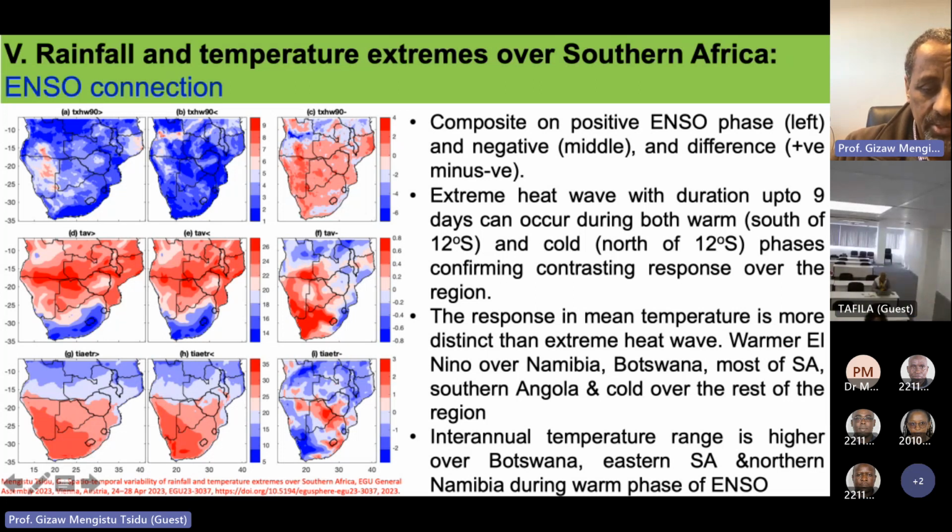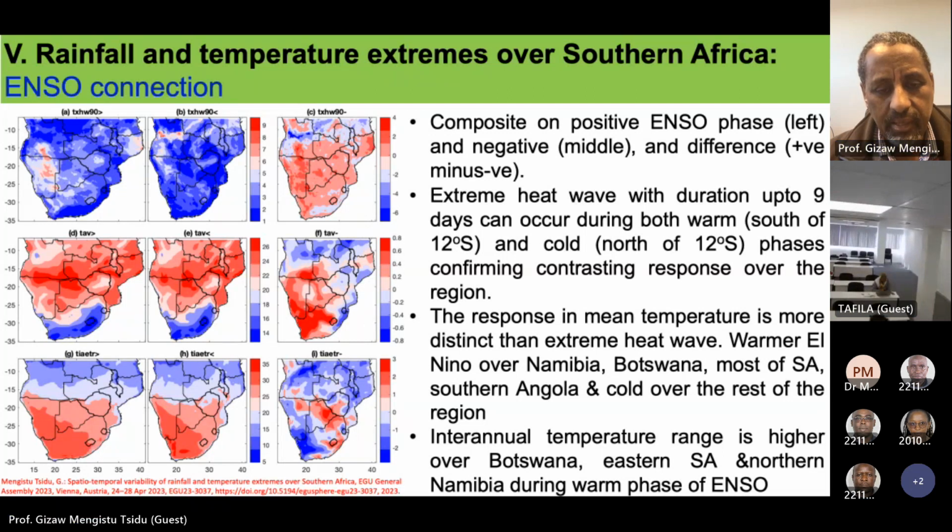Annual temperature range is blue. Blue means temperature range is increasing during La Nina as compared to El Nino years. Red means temperature difference between maximum and minimum is increasing during El Nino. That's what it means. This is basically trying to make some conclusion to see what is the response.